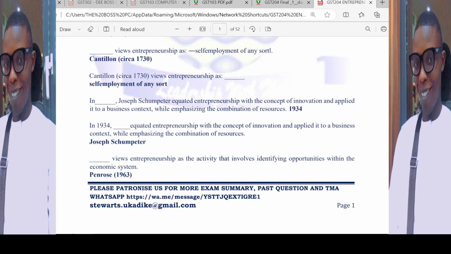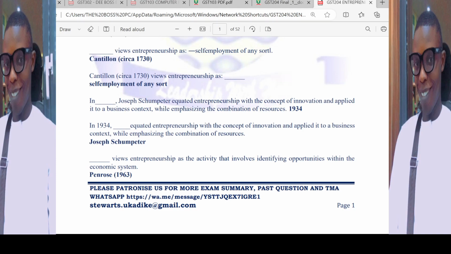In 1934, Joseph Schumpeter equated entrepreneurship with the concept of innovation and applied it to a business context while emphasizing the combination of resources. So he equated entrepreneurship with the concept of innovation. Innovation obviously has to do with what? Creating. And then he applied it to a business context.